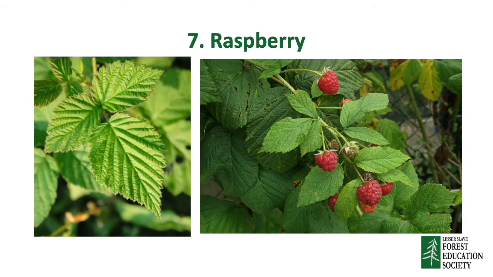Number 7, raspberry. This plant grows as a small shrub in the boreal forest, and you can identify it by its compound leaves with 3 to 5 sharply pointed and toothed leaflets. The flowers grow in clusters and are small and white with 5 petals. The bright red fruits appear later in the spring and summer, and they are delicious.